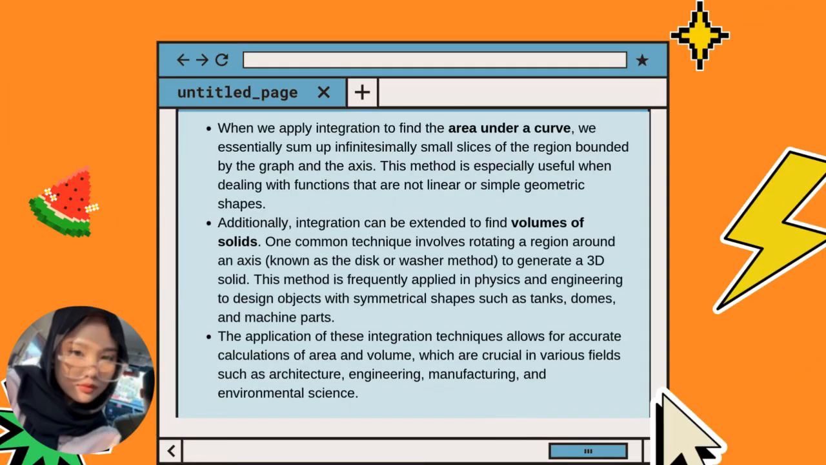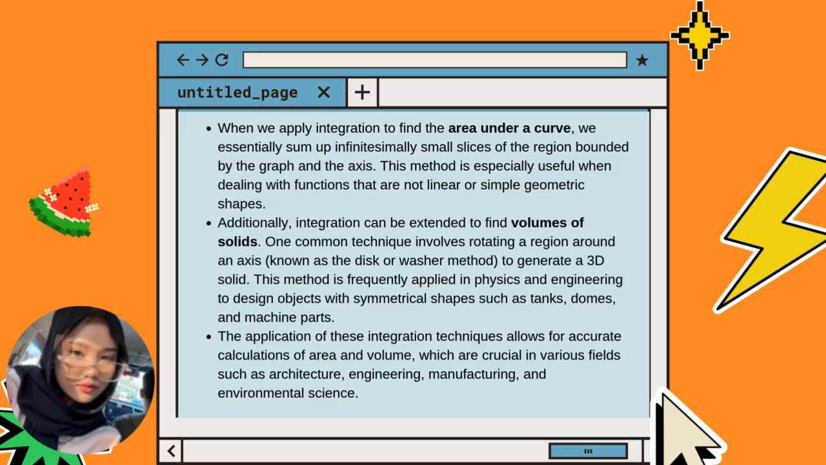Now, let's take a closer look at how integration is applied. First, when we use integration to find the area under a curve, we are essentially adding up an infinite number of tiny slices between the graph and the axis. This is especially helpful for irregular shapes or functions that aren't straight lines or basic geometric figures.